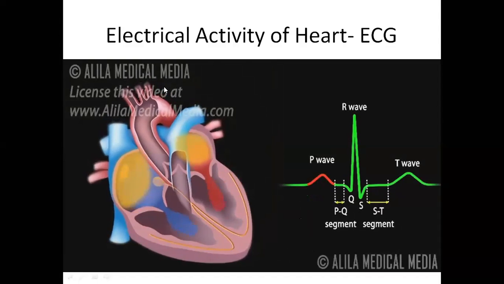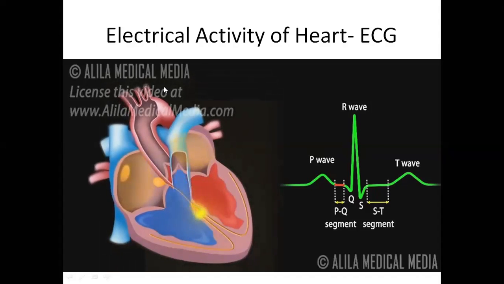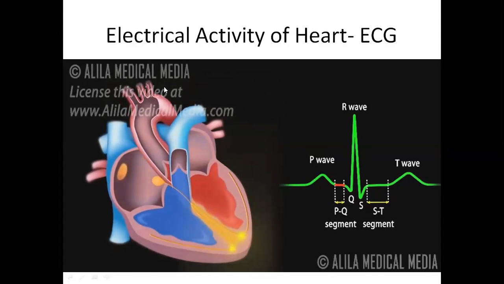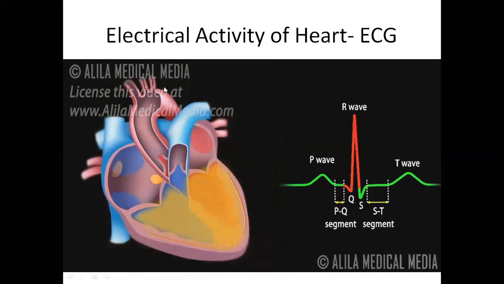Atrial contraction or atrial systole starts about 100 milliseconds after the P wave begins. The PQ segment represents the time the signals travel from the SA node to the AV node. The QRS complex marks the firing of the AV node and represents ventricular depolarization. Q wave corresponds to depolarization of the interventricular septum. R wave is produced by depolarization of the main mass of the ventricles. S wave represents the last phase of ventricular depolarization at the base of the heart.